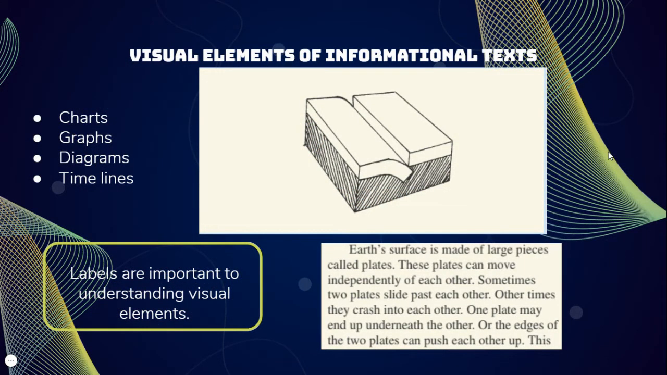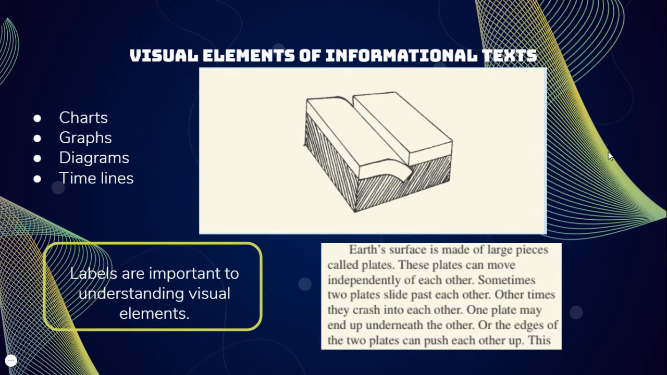Many informational texts include charts, graphs, diagrams, timelines, and other visual elements. These elements reinforce important ideas in the text and contribute to the reader's understanding of those ideas. Remember to always read the words and labels on visual elements, such as charts and diagrams, because the labels are usually important to understanding the visual elements.